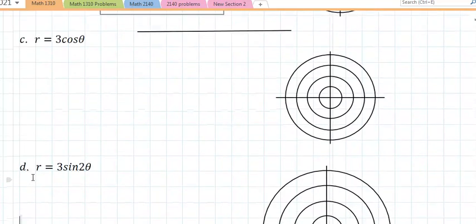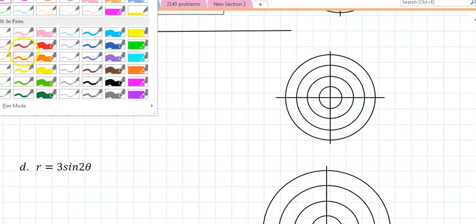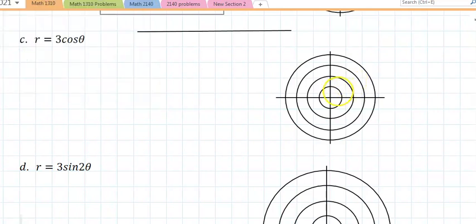And how about this problem? Well, here, I'm looking at a circle wrapped around the positive x-axis with a diameter of 3, if you remember how that looked like.